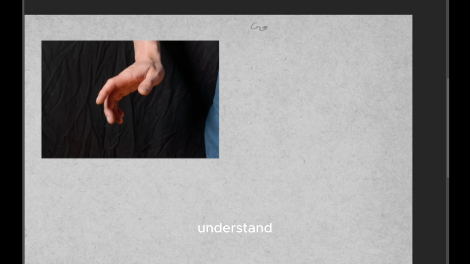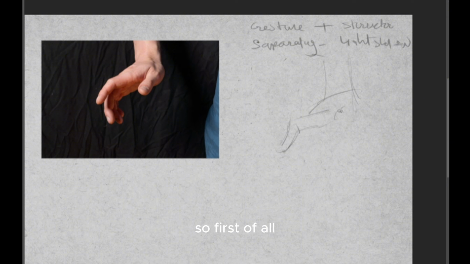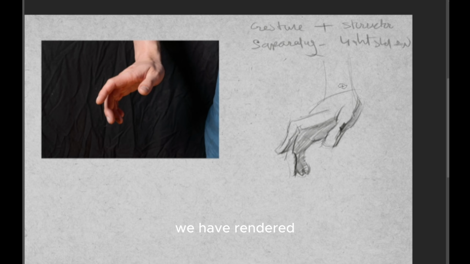Again, we can understand by using this hand reference. We can use the gesture structure approach and then try to separate the light and shadow. So first of all, I'll draw the gesture of the hand and simultaneously add the structure. Then I'll separate the shadow shape. After separating the shadow shapes, I am simultaneously taking care of the edges. So you can see we have rendered our form.